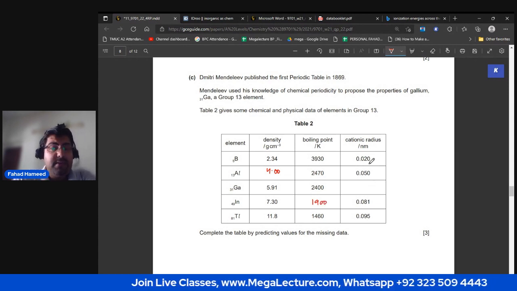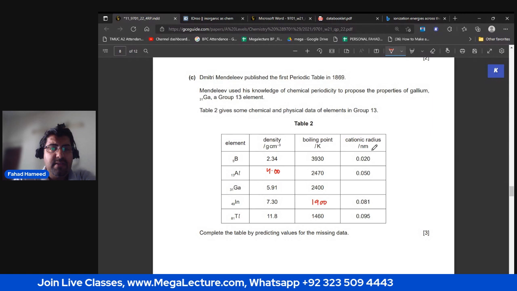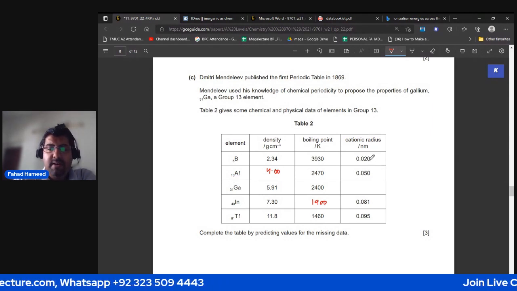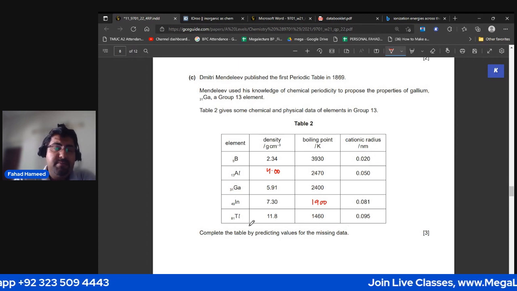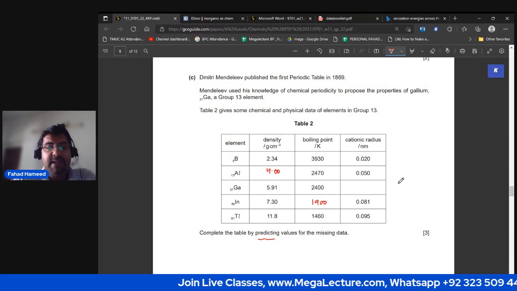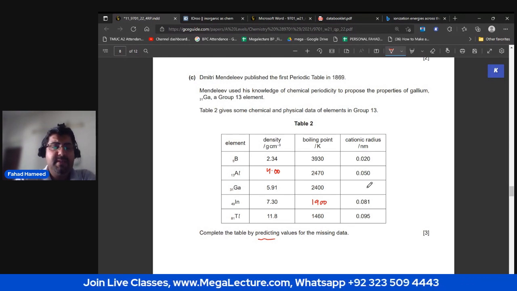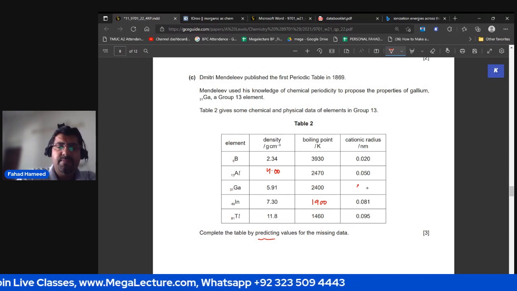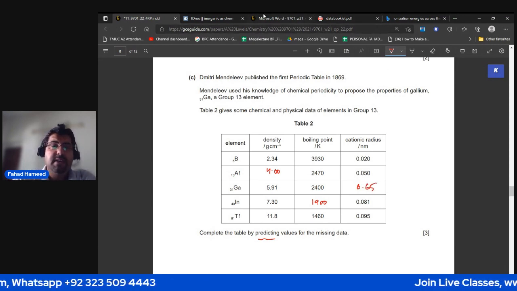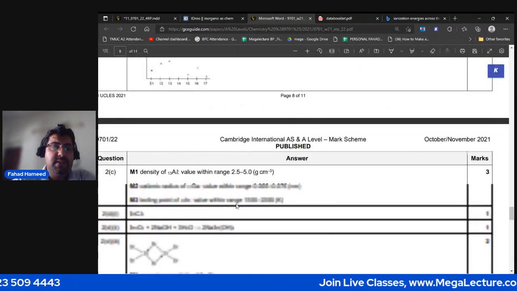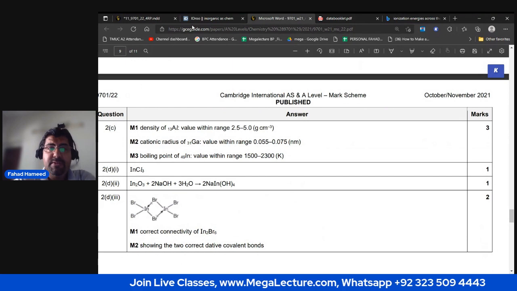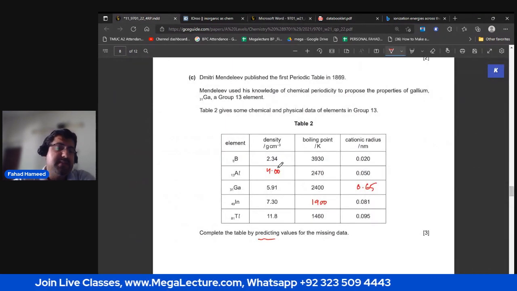And the cation radius. We can actually go in and look at the periodic table for the cation radius. I don't know if gallium is given, but the question is more about predicting. So we don't actually have to write the actual value. If I want to predict this one, this would be, let's say, 0.65. Let me just quickly check what kind of predictions they were looking for. So anything between 2.5 to 5 was acceptable. So in our case, that's within that range.